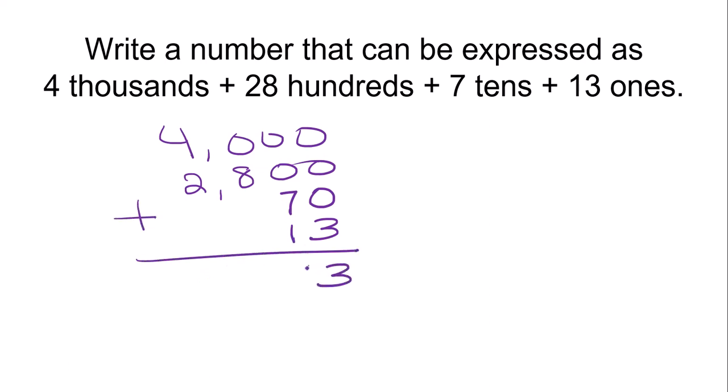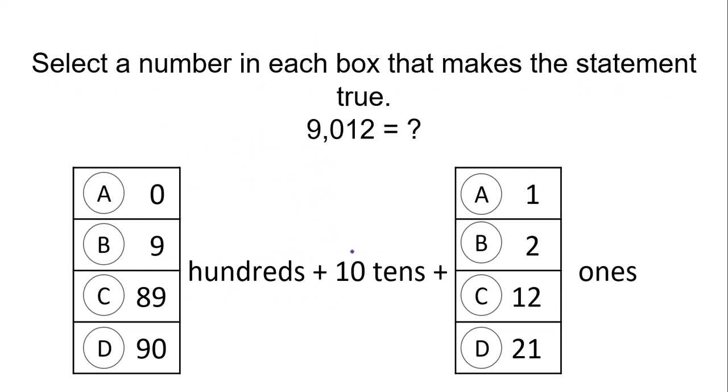3, 7 plus 1, that's 8. 8 plus 0 is also 8, and 4 plus 2 is 6. So imagine the 4 thousands with 28 hundreds added plus 7 tens and 3 ones ends up being 6,883. Keep going. Select a number in a box that makes the statement true.